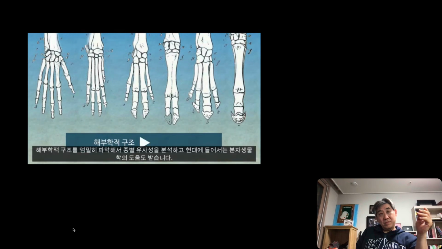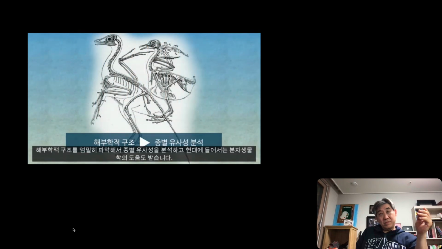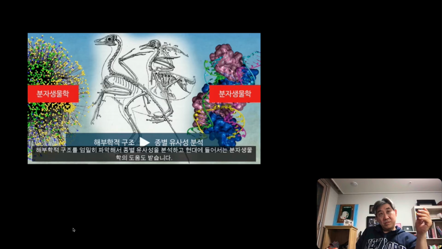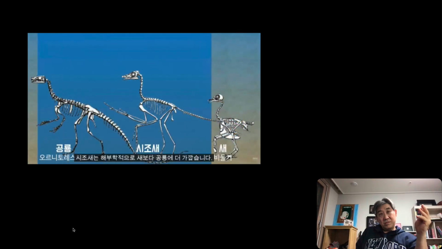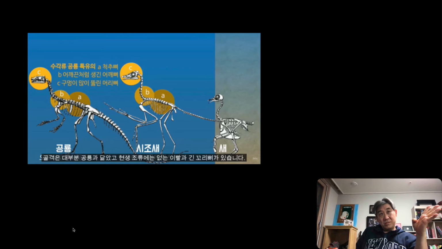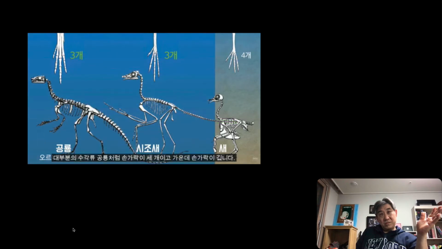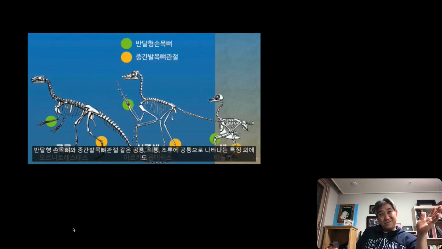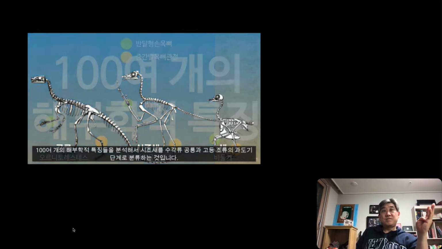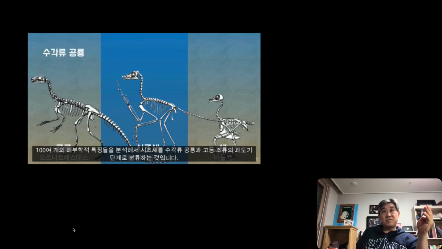해부학적 구조를 엄밀히 파악해서 종별 유사성을 분석하고 현대 들어서는 분자생물학의 도움도 받습니다. 시조새는 해부학적으로 새보다 공룡에 더 가깝습니다. 골격은 대부분 공룡과 닮았고 현생 조류에는 없는 이빨과 긴 꼬리뼈가 있습니다. 대부분의 수각류 공룡처럼 손가락이 3개이고 가운데 손가락이 깁니다. 반달형 손목뼈와 중간 발목뼈 관절 같은 공룡, 익룡, 조류의 공통으로 나타나는 특징 외에도 100여 개의 해부학적 특징들을 분석해서 시조새를 수각류 공룡과 고등 조류의 과도기 단계로 분류하는 것입니다.